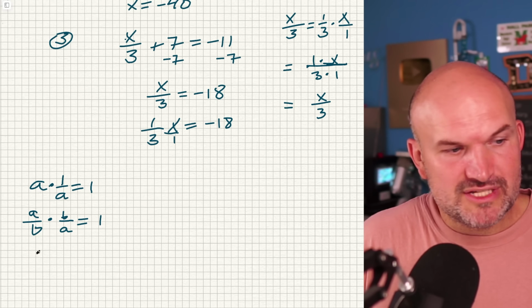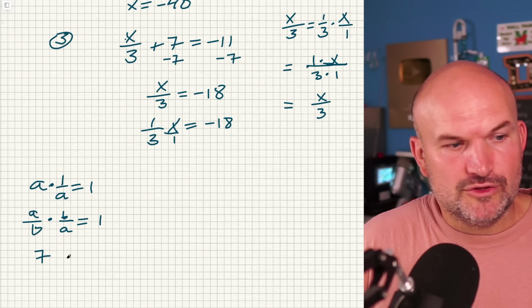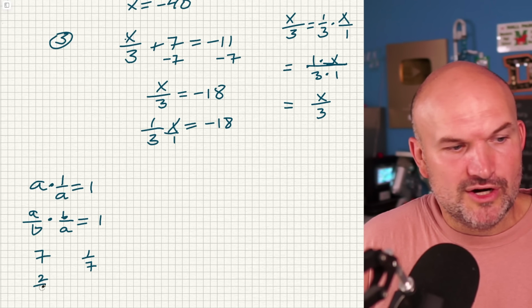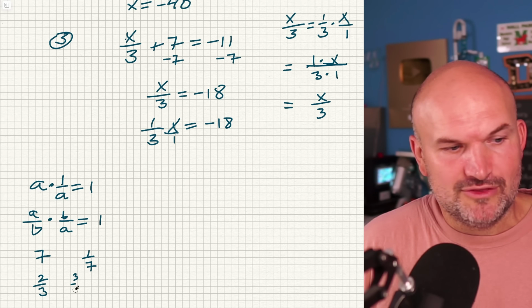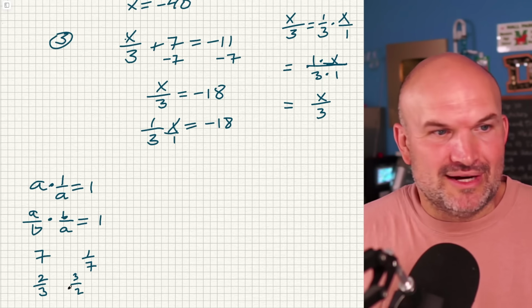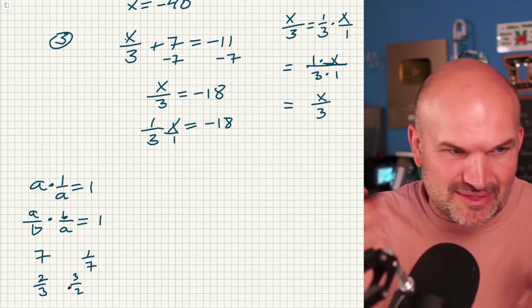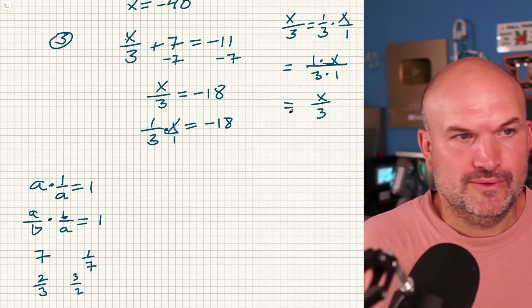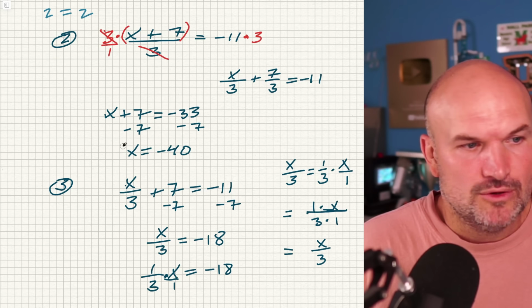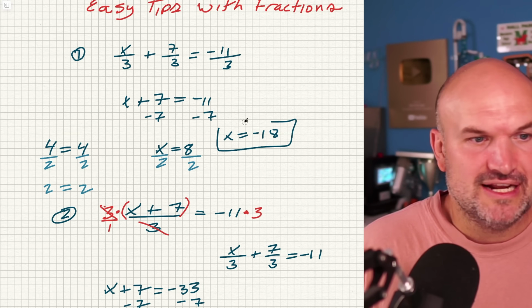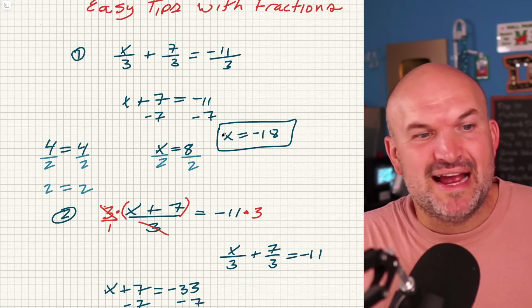And they know how to find the reciprocal. If I give them 7, they know the reciprocal is going to be 1 over 7. If I give them 2/3, they know the reciprocal is going to be 3 over 2. It's kind of easy for students to remember. I don't know if it's because they just learned it and it's something that's easier to stick. And the point that I'm trying to get to is for every one of these problems, we got x equals negative 40, x equals negative 18. So the important thing is my x is isolated.